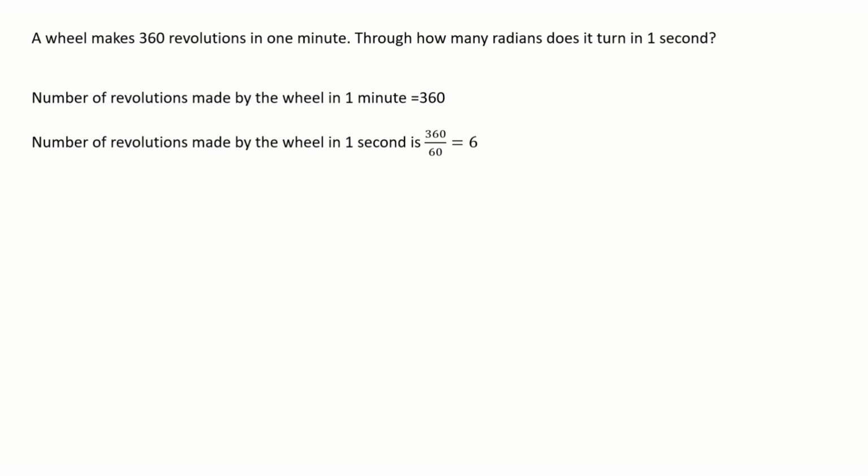We know that 1 complete revolution makes an angle 2 pi radians. Therefore, 6 revolutions is how many radians? It will be 6 into 2 pi, that is 12 pi radians.